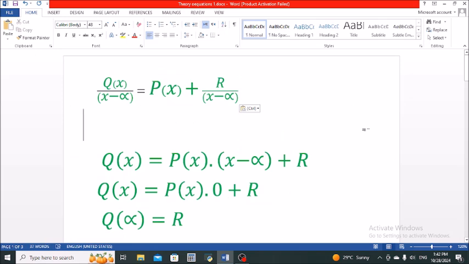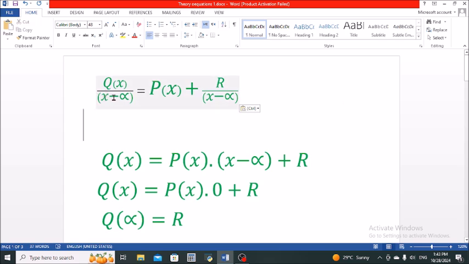I want to talk to you today about the theory of equations. Let's suppose we have a function q of x of order n in x. Quadratic means x squared, cubical means the highest power is x cubed, then x to the power 6, and so on.